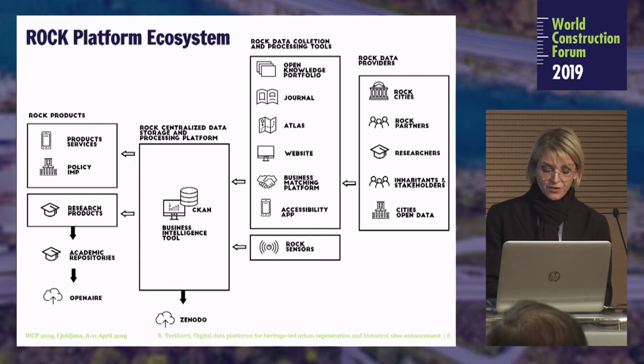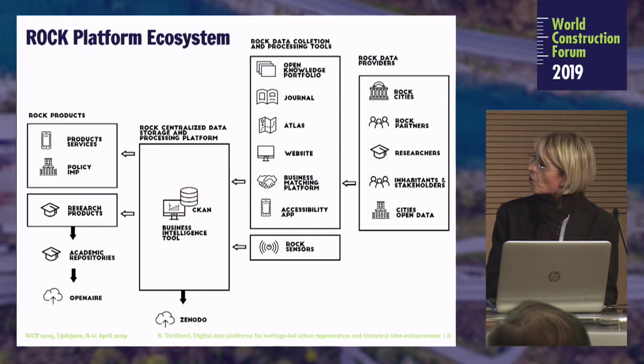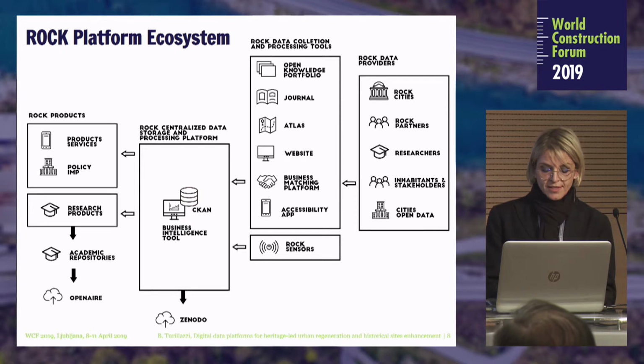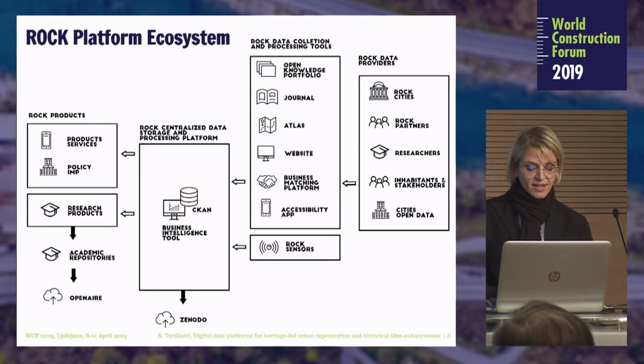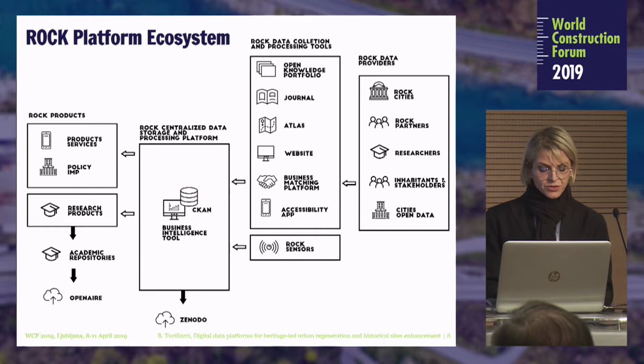So here are the ROCK tools forming the ecosystem. The Open Knowledge Portfolio collects good practices in cultural heritage-led regeneration, and analyzes their business models. The Atlas shows how actions have been implemented in the territory. It provides visual support for the users.